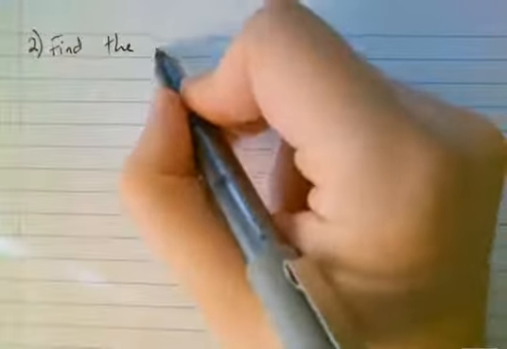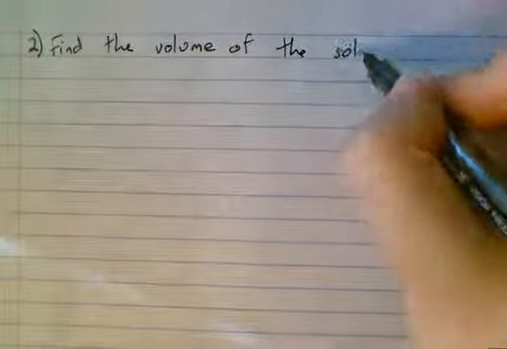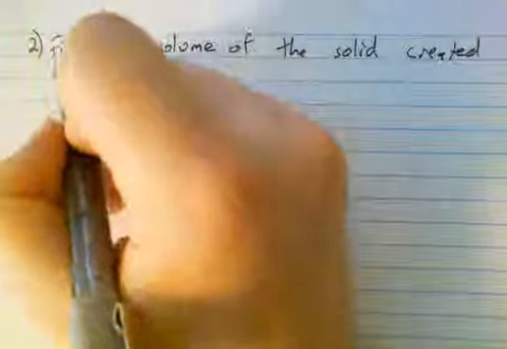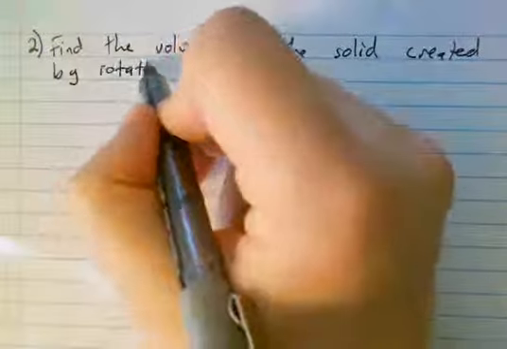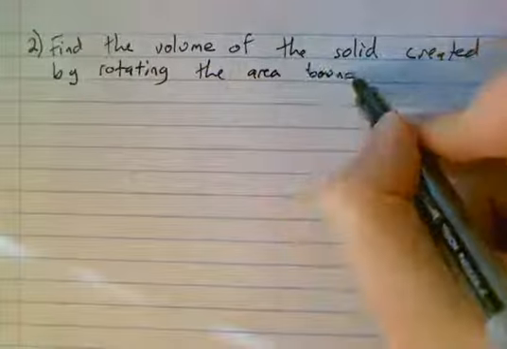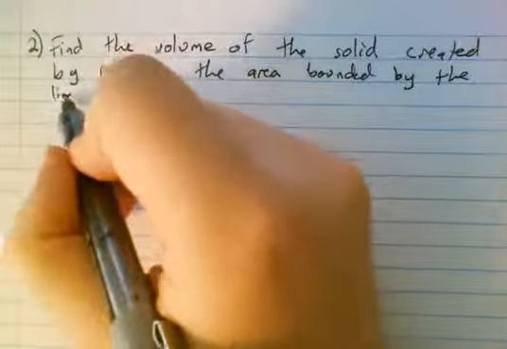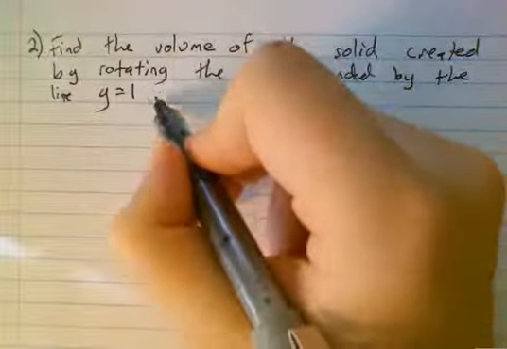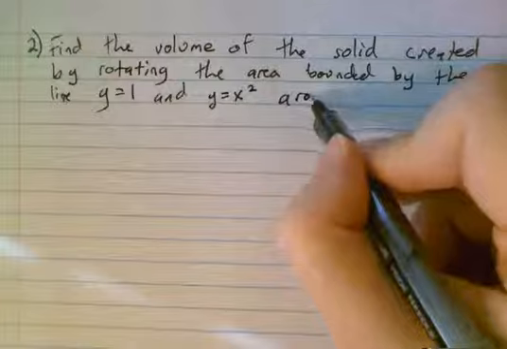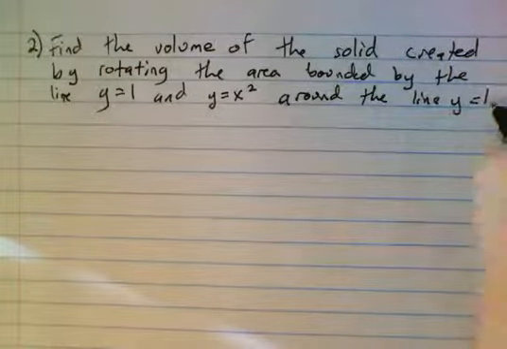Find the volume of the solid created by rotating the area bounded by the line y equals 1 and y equals x squared around the line y equals 1.